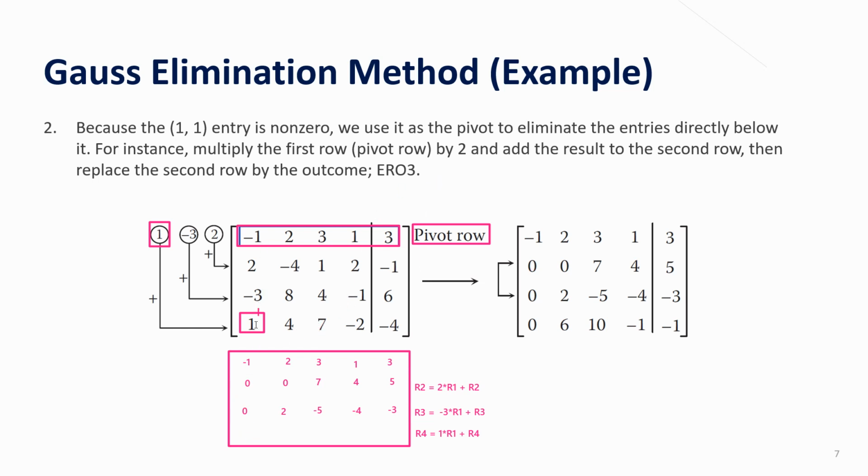So minus 1 plus 1 is 0, 2 plus 4 is 6, 3 plus 7 is 10, 1 plus minus 2 is minus 1, and then 3 plus minus 4 is minus 1. So basically this will be the value of your new augmented matrix.